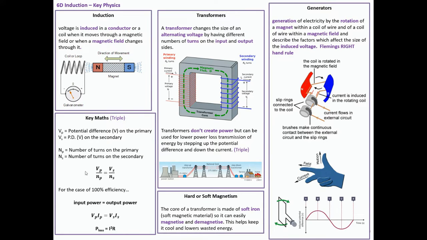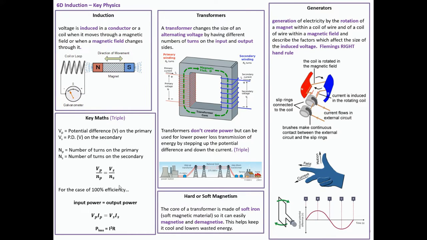And you can see here the other key part of the maths is potential difference on the primary, potential difference on the secondary, and the number of turns on the primary and the number of turns on the secondary. So I find the ratio; you can either do primary to secondary with potential differences, or you can do primary on one side, secondary on the other, like this one is. So the voltage, potential difference on the primary divided by the number of turns will give you the voltage on the secondary divided by the number of turns on the secondary.